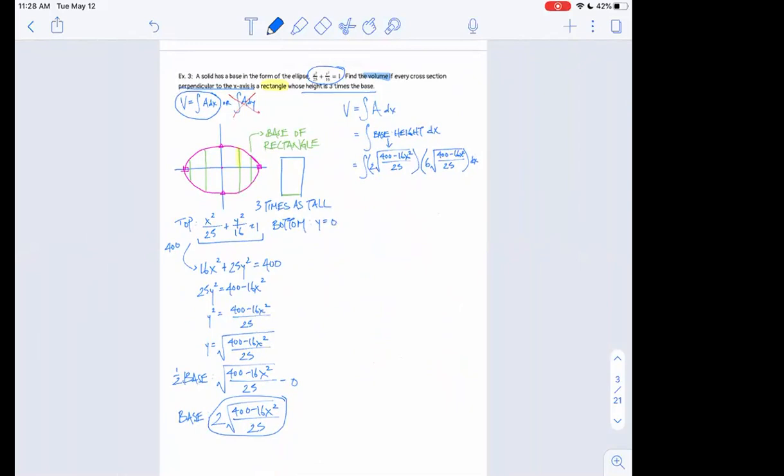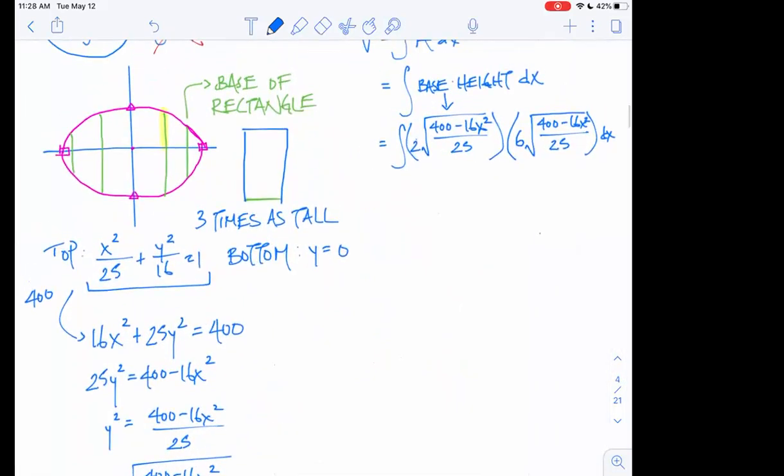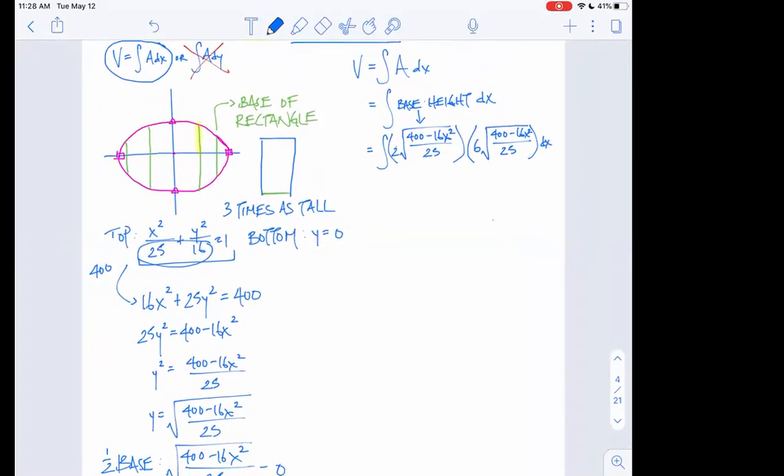Where'd you get the 400? So up here, I was thinking like, how could I get rid of these denominators? So I realized that if I multiplied by 400, then the denominators would go away. Gotcha. Yeah. And I got 400 because I did 25 times 16. Yeah, I see it. All right. Other questions so far?